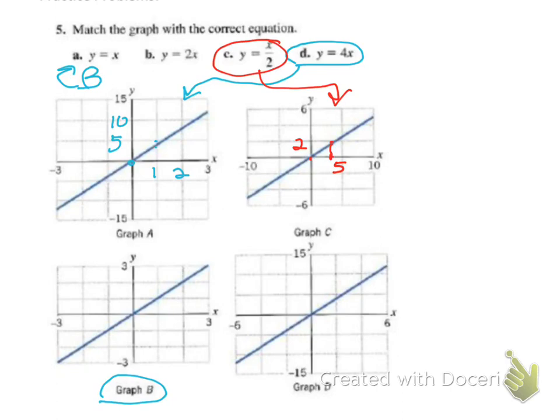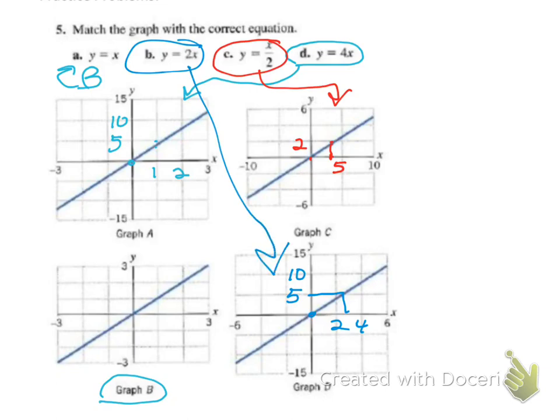And let's see, if this is a 6, then this must be 2, 4, 6. If that's 15, this must be 5, 10. So if we start here, we're going to go up 5 and over about, well, let's see, if we go up 4 over 2. So what are we seeing here? It looks like I am going up twice as much as I am going over. So that's going to be B.